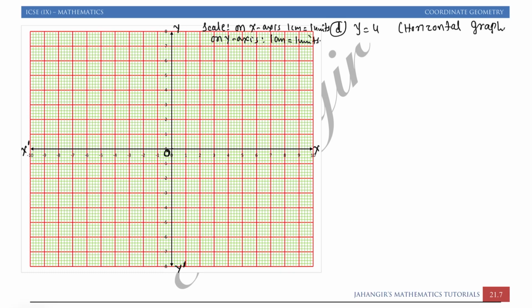Okay, so now the first graph is D, y is equal to 4. You have to just find on the y-axis where y is equal to 4. See, on the y-axis, if you look at this line, this point is y equal to 4. If you look at the full axis, only 4 we have over here. So we will draw a horizontal line, parallel to the x-axis, from the 4 on the y-axis.